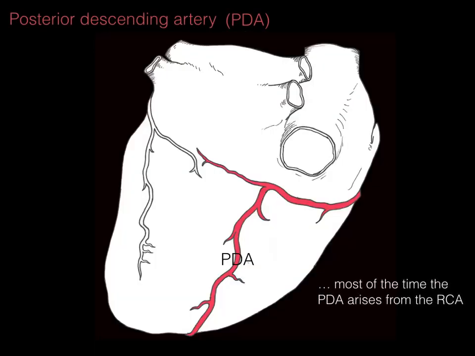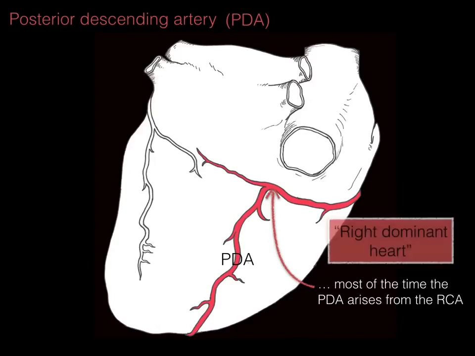So let's do this one more time. Most of the time, the posterior descending artery arises from the right coronary artery, as this illustration shows, and as a result, we say this is a right dominant heart. This happens 60 to 80% of the time. So often we don't even talk about right dominant heart because that's the assumption.